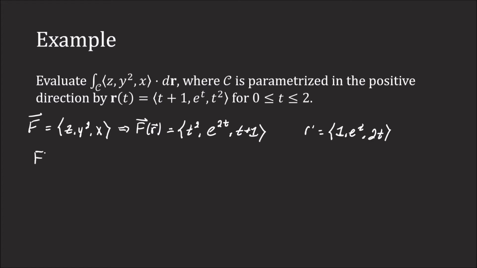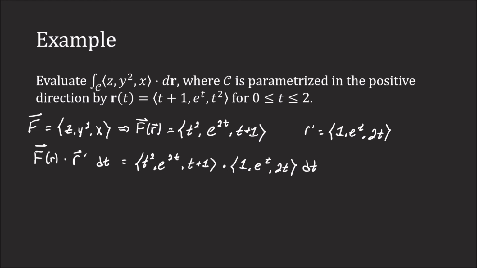So we now want F of r dotted with r prime dt. This is going to be t squared, e to the 2t, t plus 1, dotted with 1, e to the t, 2t dt. This is then going to be 3t squared plus 2t plus e to the 3t dt.